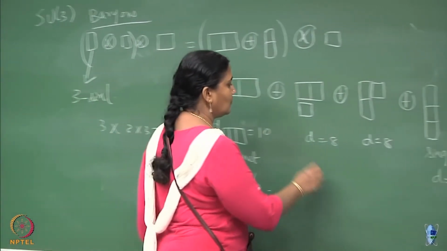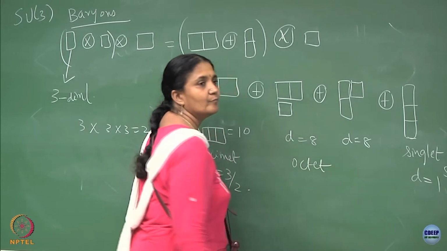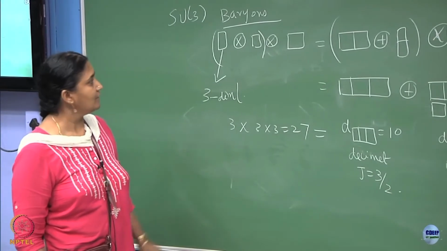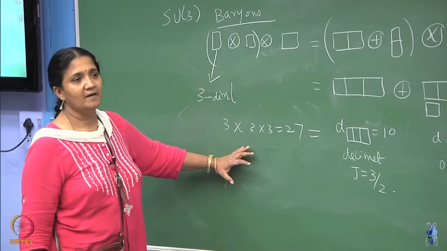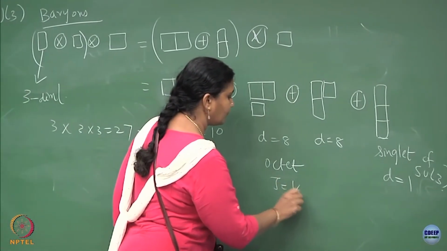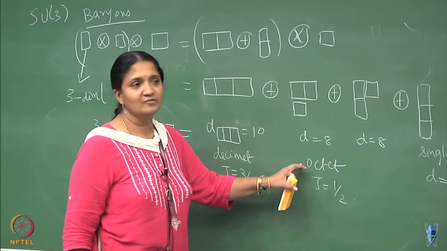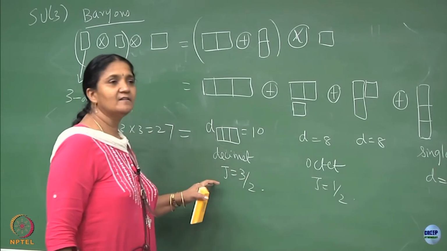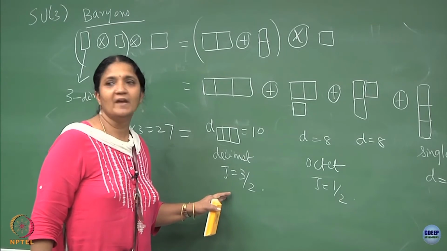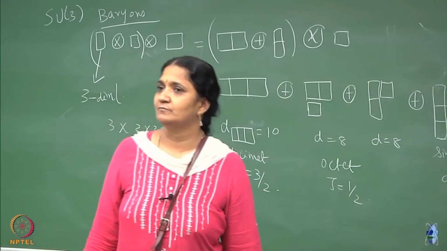And some combinations of this will represent your octet baryons, the 8-fold way. So, this is the particle content which is seen. In fact, this corresponds to J equal to half. This includes the protons and the neutrons. This one has the other baryons. In fact, as I said, one of the baryons, the omega, was detected after Gell-Mann's quark model.